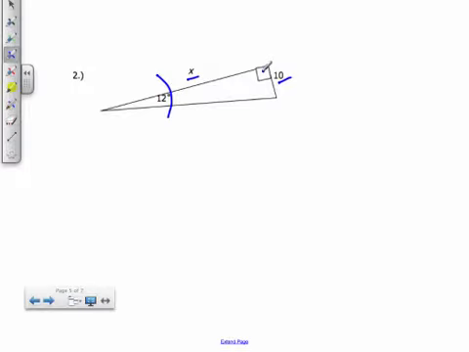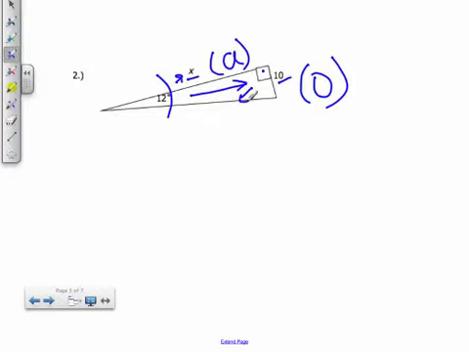Okay, so you should label that this 10 is the opposite because it's across from it, okay? And that this x is the adjacent because it's next to it. None of these can be the hypotenuse because the hypotenuse is the side that's across from the right angle. So which trigonometric ratio uses adjacent and opposite?